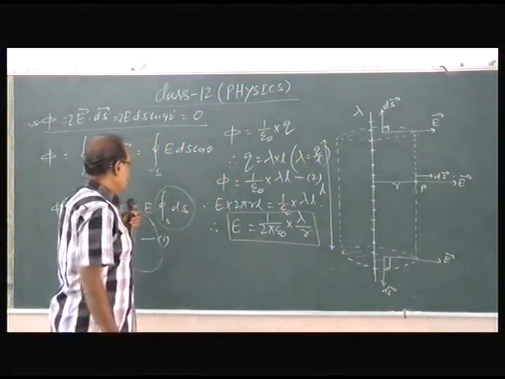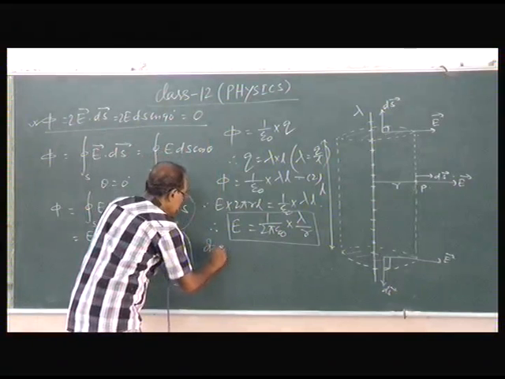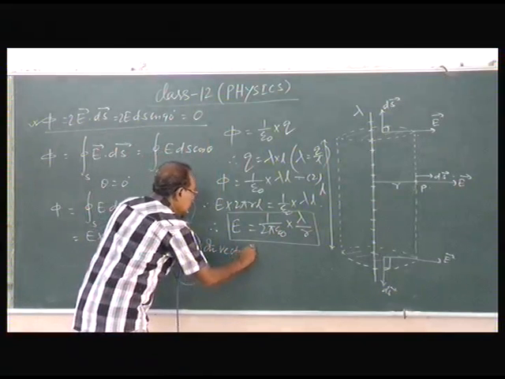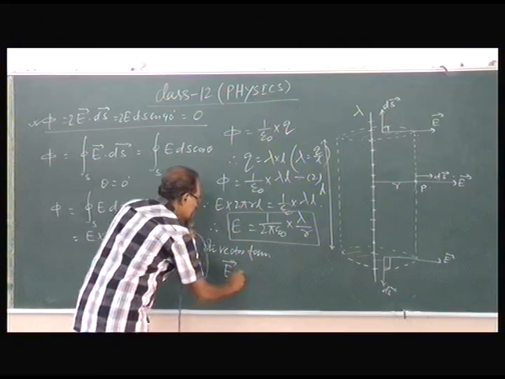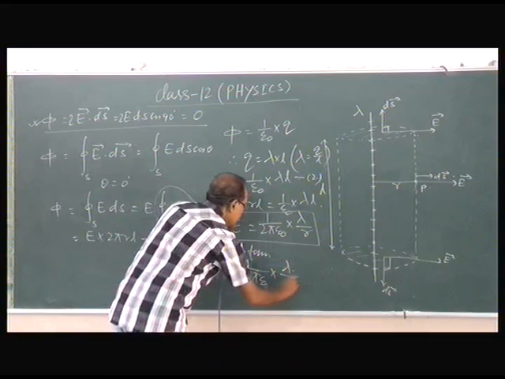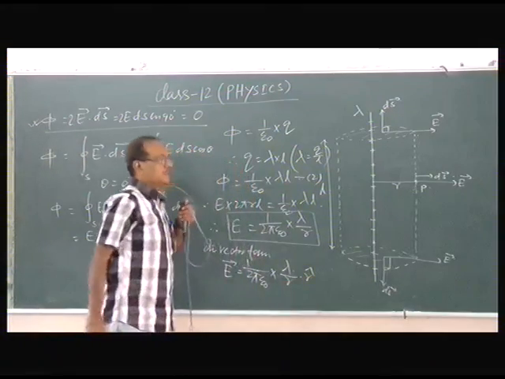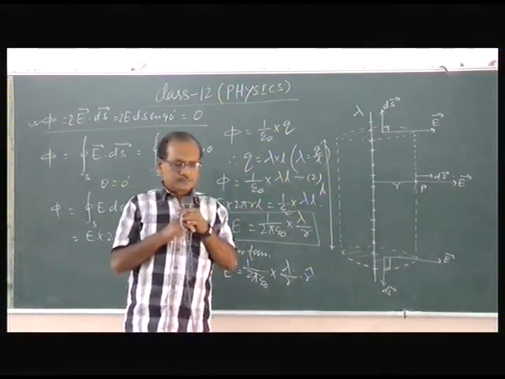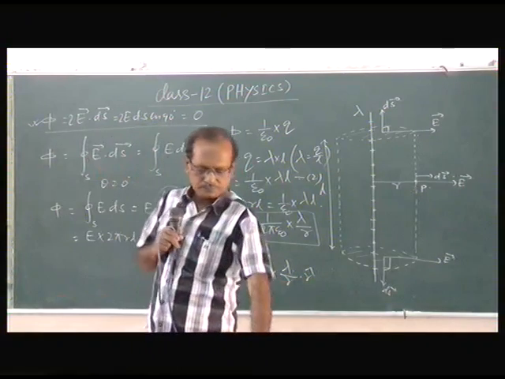Now in vector form, E vector is equal to 1 by 2 pi epsilon naught into lambda by r into the unit vector along the direction of r or E. So this is the vector form.